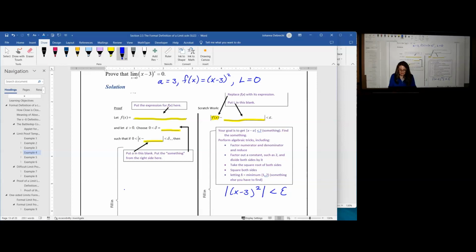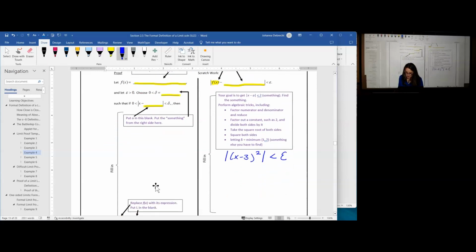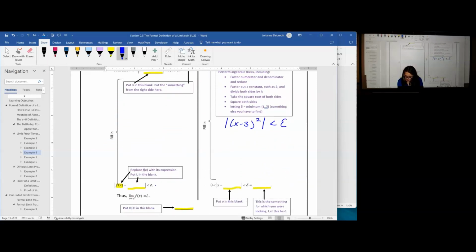Now, what am I trying to get at the bottom? At the bottom, I'm trying to get 0 less than the absolute value of x minus a, which is 3, less than something. Well, this is awful close to that. The only thing that's missing is I've got this square, or rather it's present and needs to be missing. What do you think you're going to do? Yes, that's what you do.